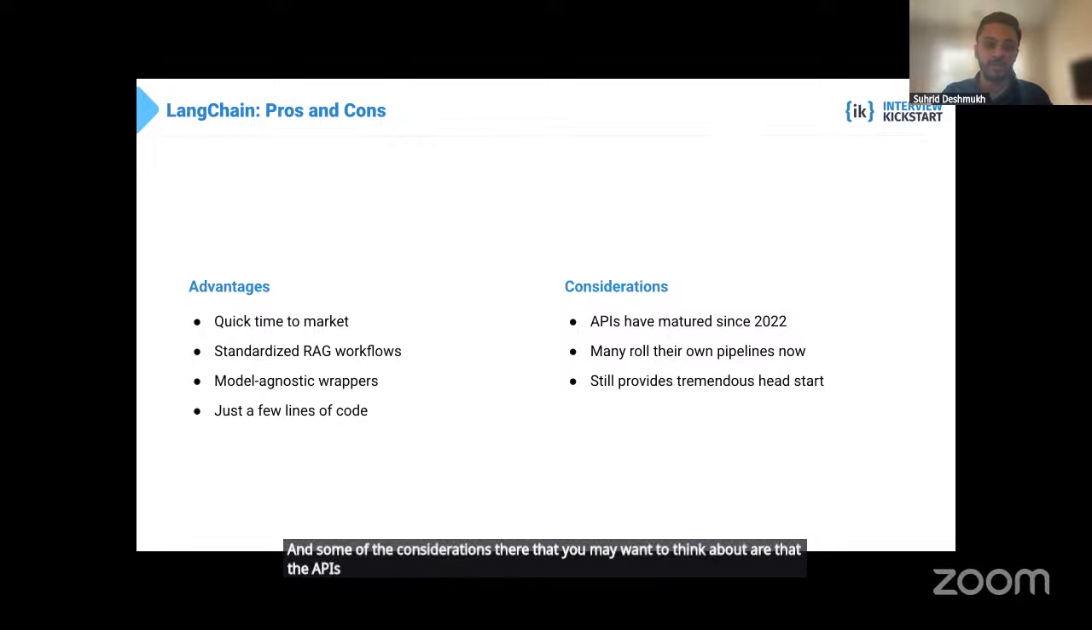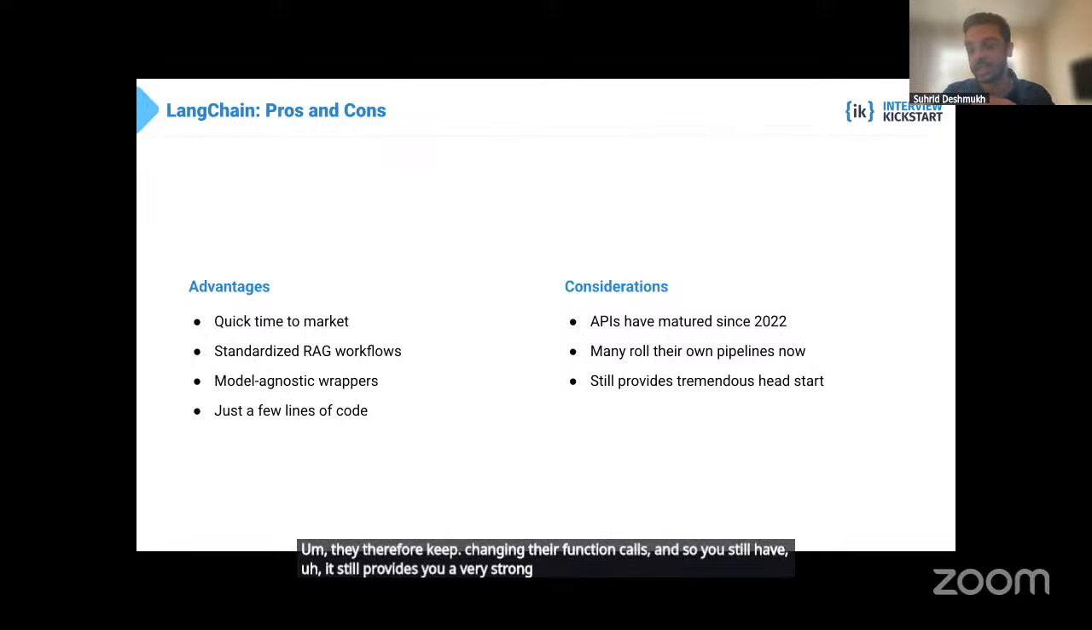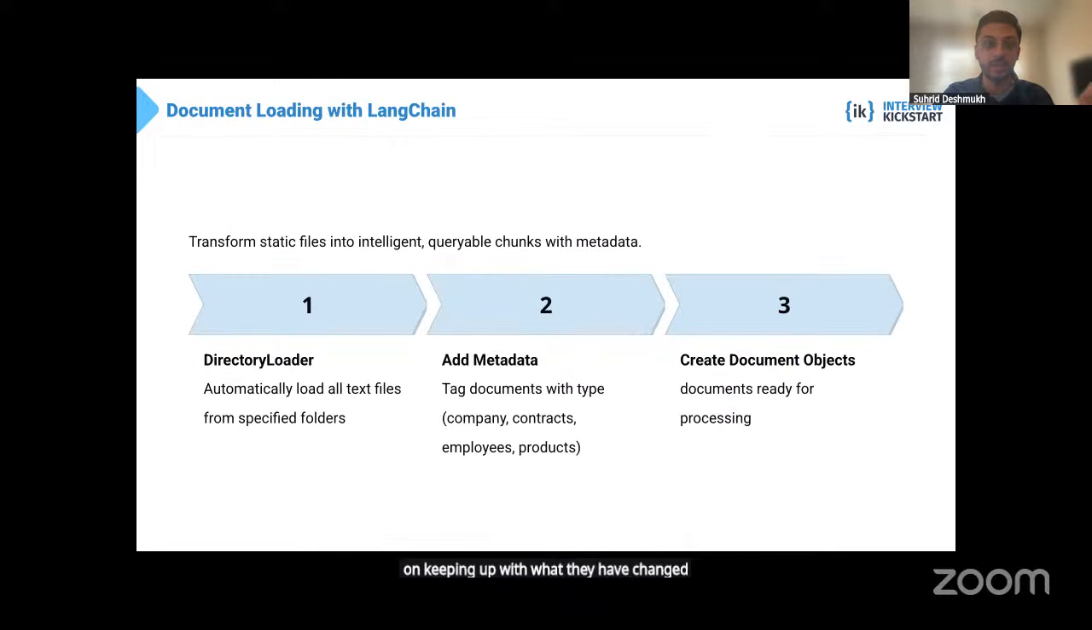Some of the considerations you may want to think about are that the APIs associated with certain methods in LangChain have matured over the last 2, 3 years. They therefore keep changing their function calls, so it still provides you a very strong head start, but you need to be careful about keeping up with what they have changed on their end.